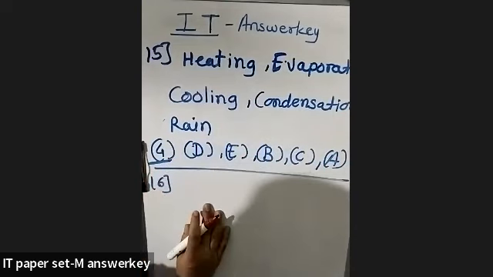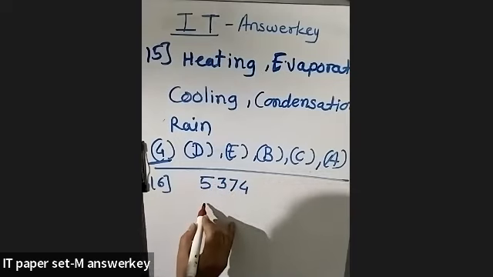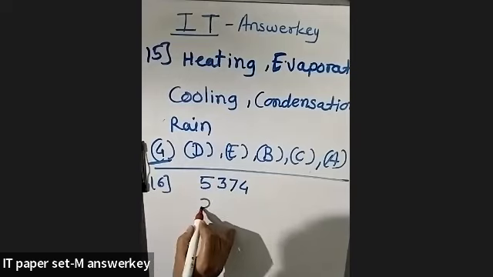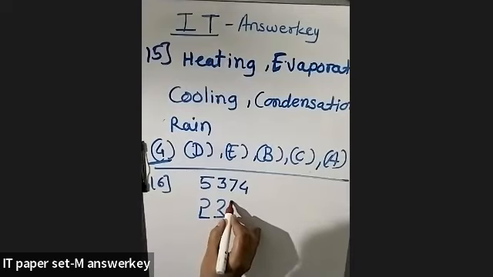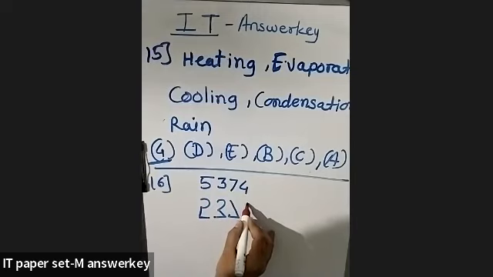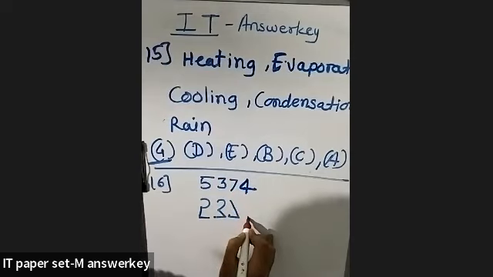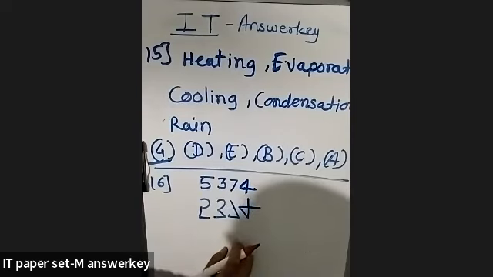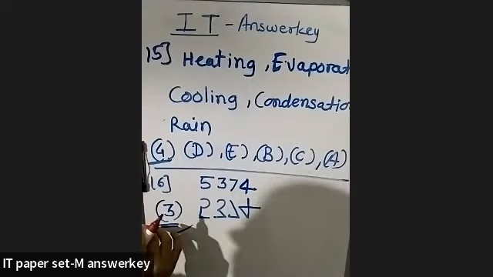Now, question number 16. Which of the following is the water image? We know water image. So 5, 3, 7. Oh, so 5 looks like this, 3, seven. This four is like that. So this is the four. This is only in option number three. So the option number three is correct.